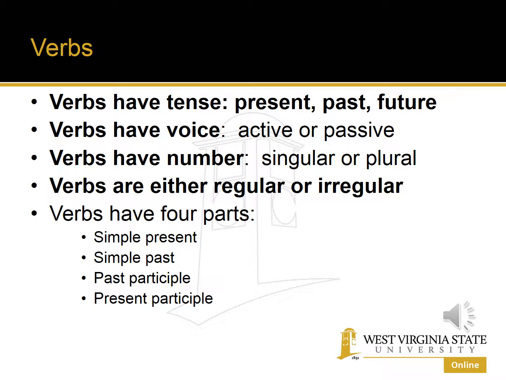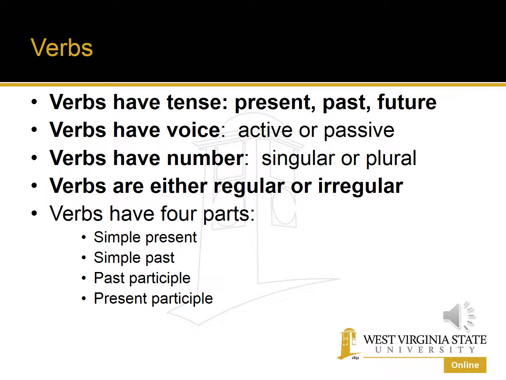The fourth thing to consider is that verbs are either regular or irregular. What does that mean? Regular verbs form the past tense by adding ed to the verb stem. Irregular verbs form the past tense any number of ways that must be learned and memorized.